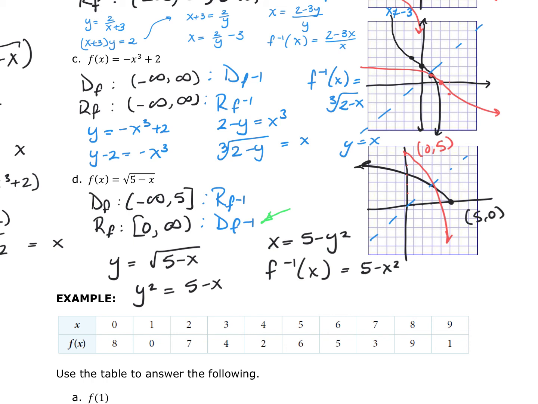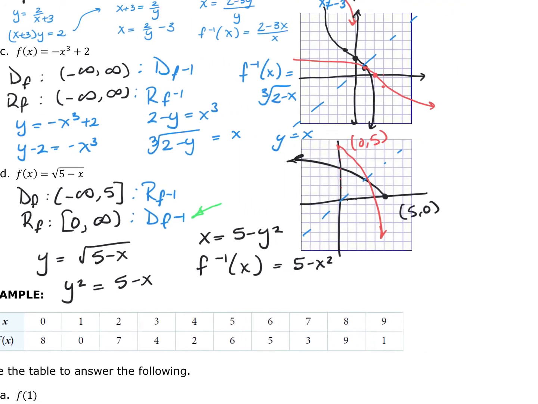So don't do the entire parabolic shape, because you don't get it. It's a restricted domain. It's only from 0 to infinity. Right here is my restricted domain. This is why I don't get this other side of this parabolic shape for the inverse. Now we're going to just do a quick check.